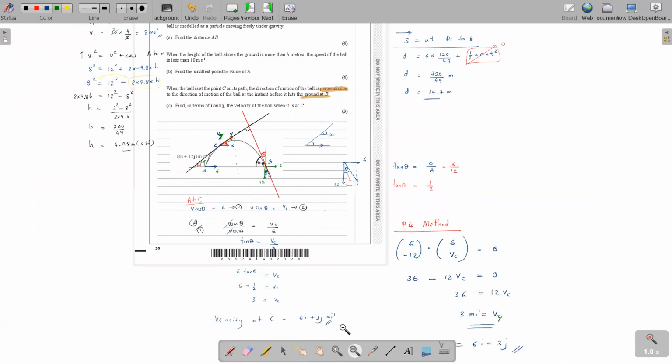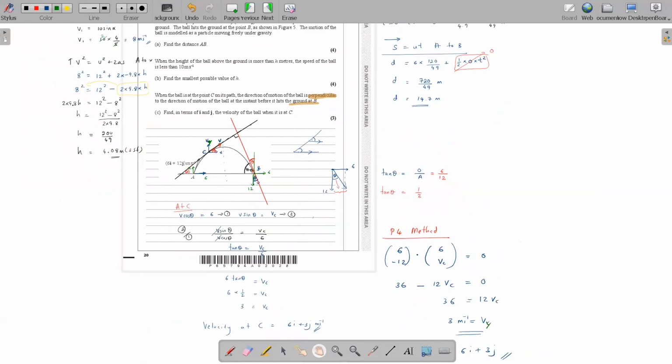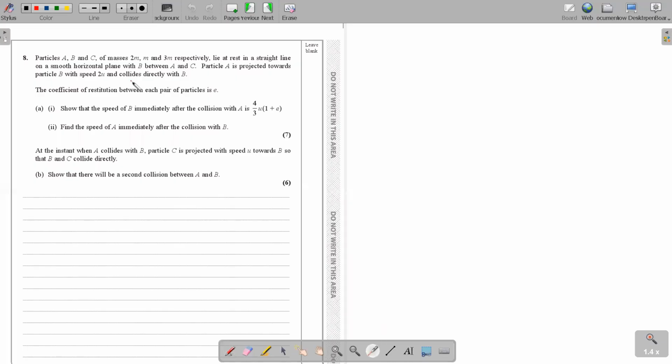So this is the end of the 7th question. Now the last question. Particles A, B, and C of masses 2m, m, and 3m respectively lie at rest in a straight line on a smooth horizontal plane with B between A and C. So let's mark it. You have 3 particles A, B, C, with masses 2m, m, 3m, lying at rest in a straight line with B between A and C. So this is A, this is B, this is C.